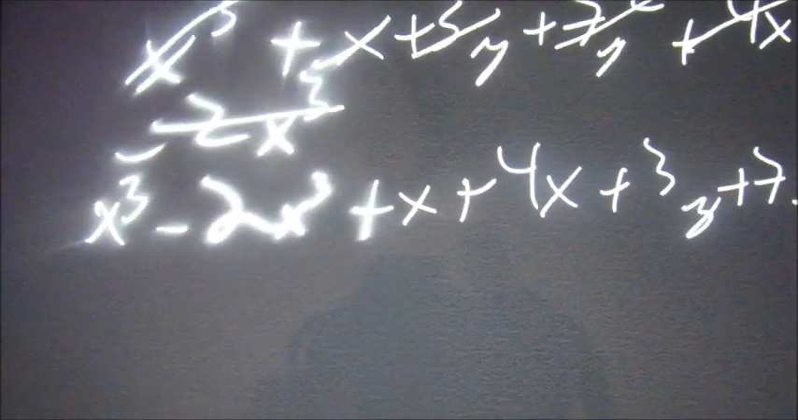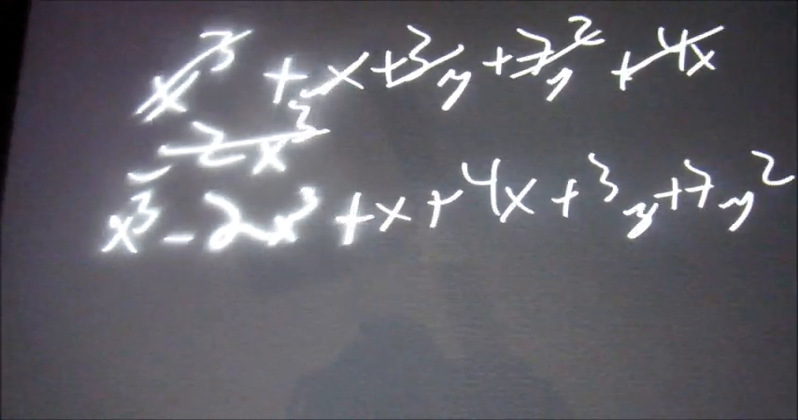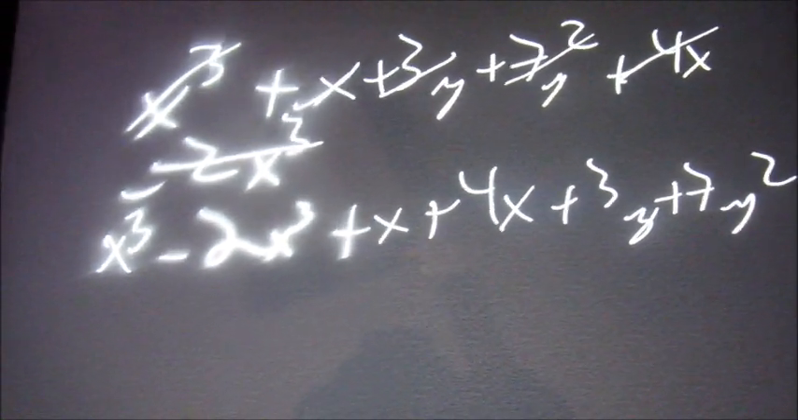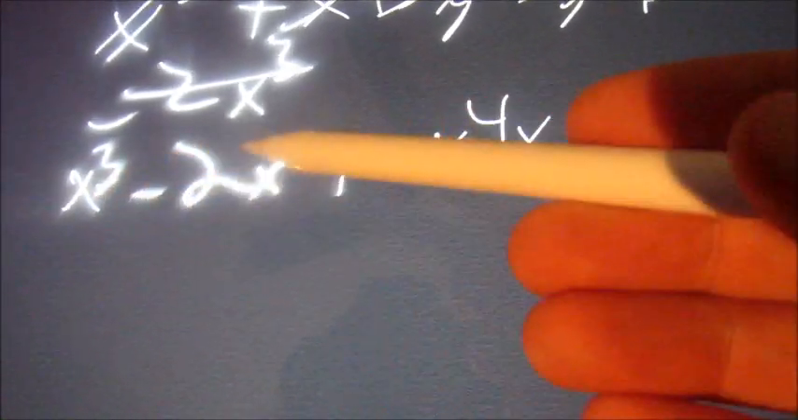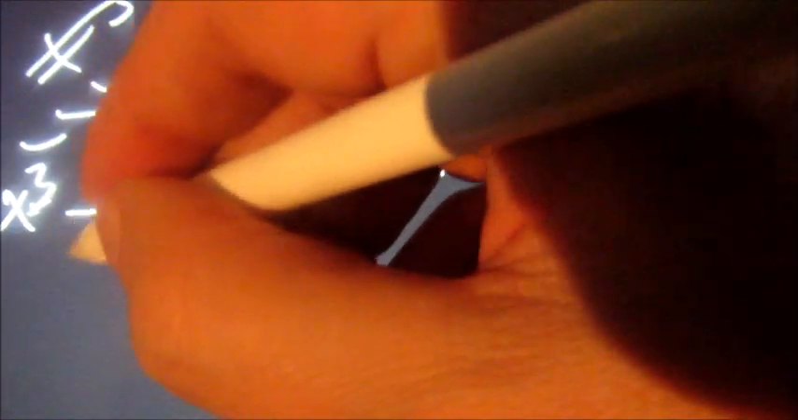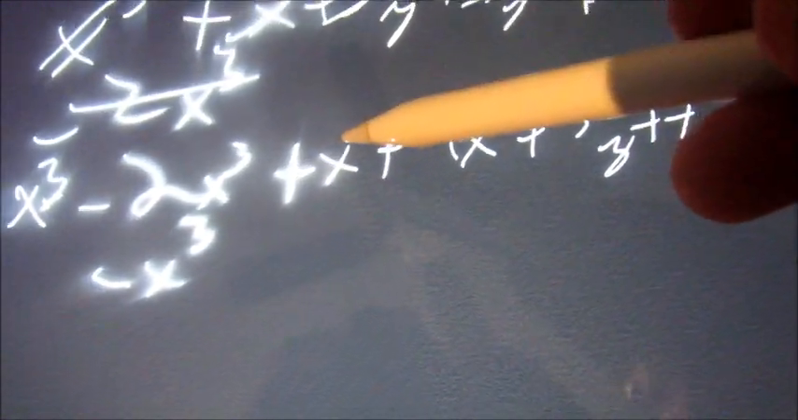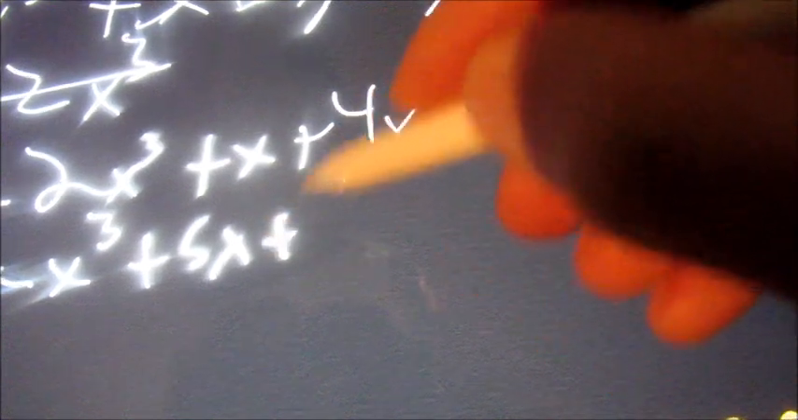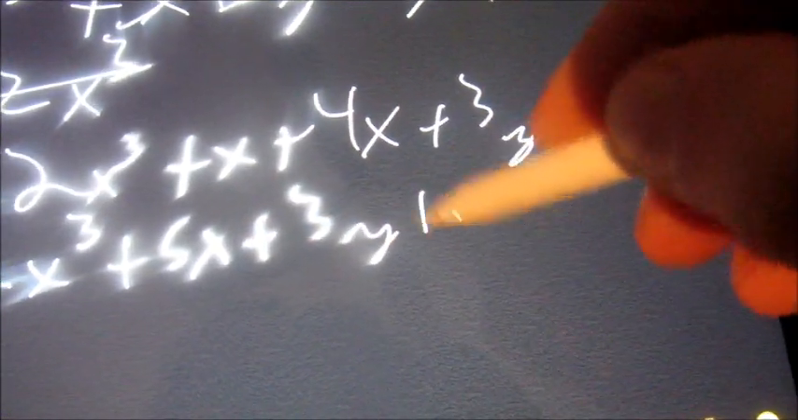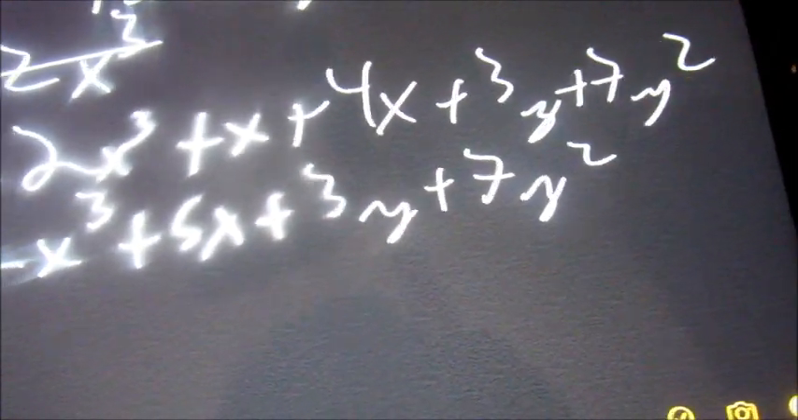Now you don't have to do this step if you don't want to. A lot of people don't. But you do have to get every single term involved. So now I have x to the 3, 1x to the 3, minus 2x to the 3. So that's negative 1x to the 3, or just negative x to the 3. Then I have plus 1x, plus 4x, so plus 5x, and then plus 3y, and plus 7y squared.